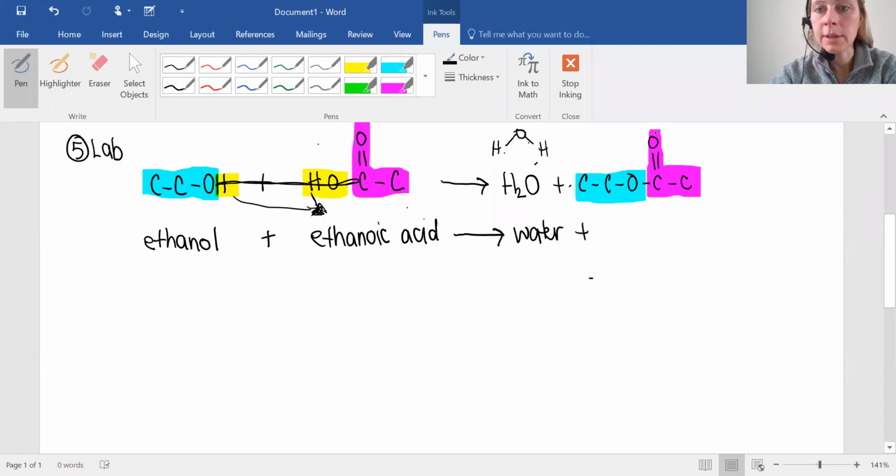Now we're looking at something called an ester, and we know this because we have this carbonyl group, or this double bonded oxygen, connected to a single bonded oxygen. And we learned from our lesson last week in the naming that that's an actual ester.